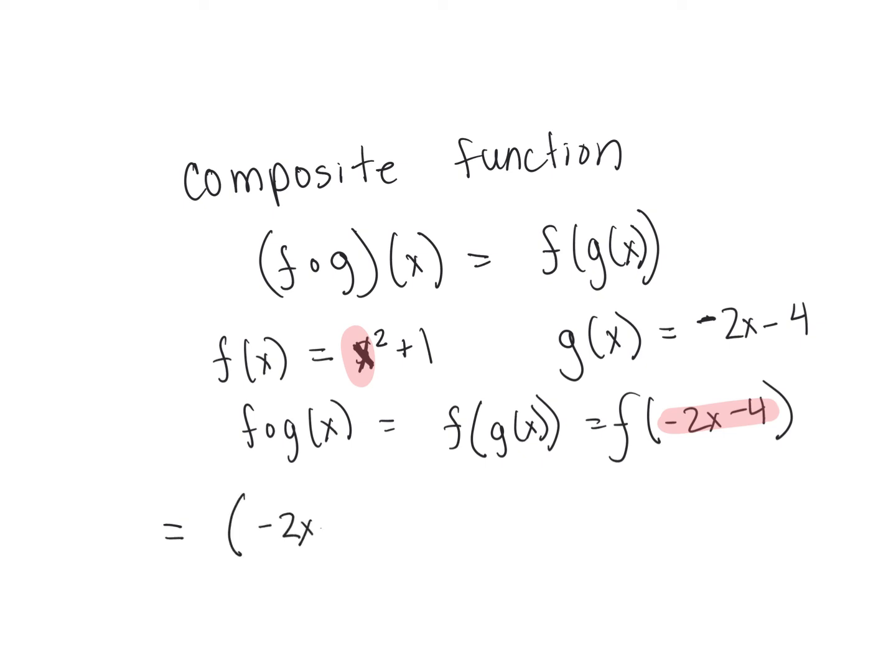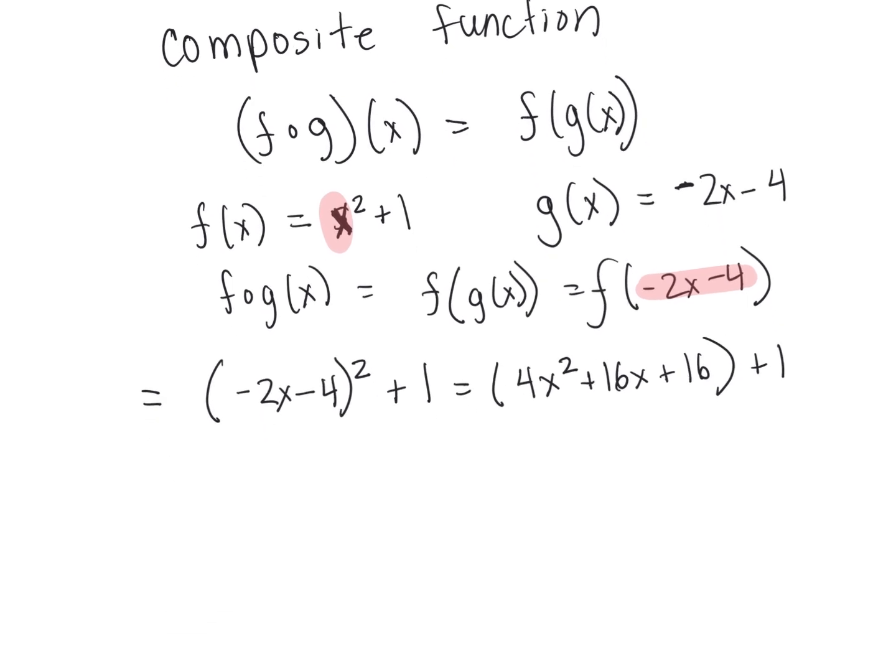minus 2x minus 4 squared plus 1, which I can simplify to, foiling that out, 4x squared plus 16x plus 16 plus 1, which is simplified to 4x squared plus 16x plus 17. So that was f of g of x.